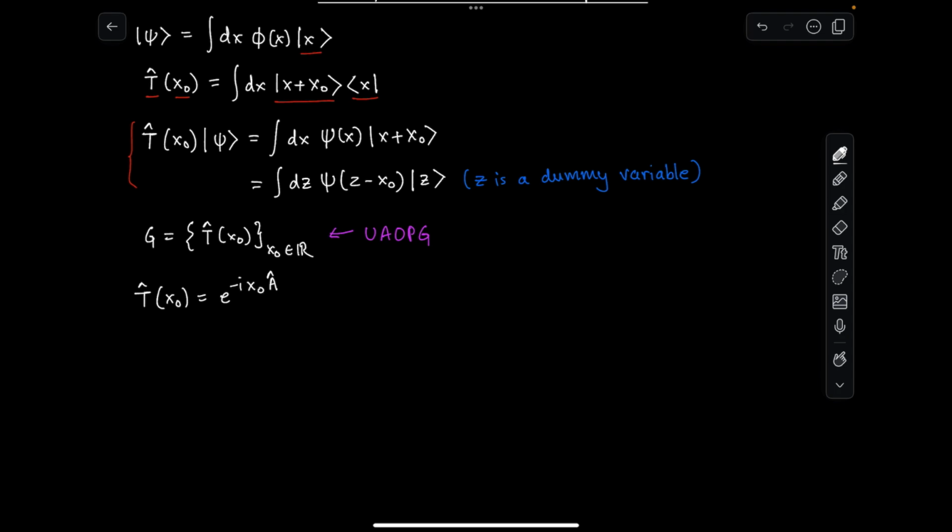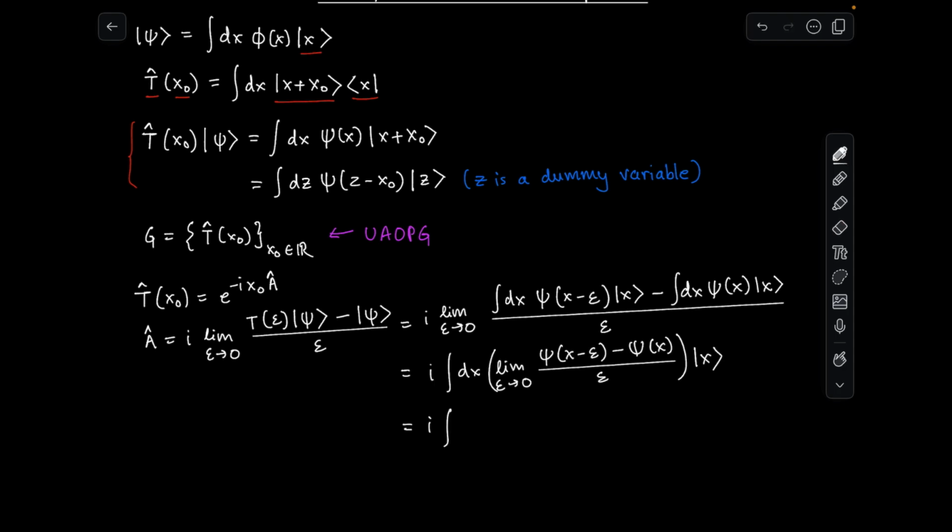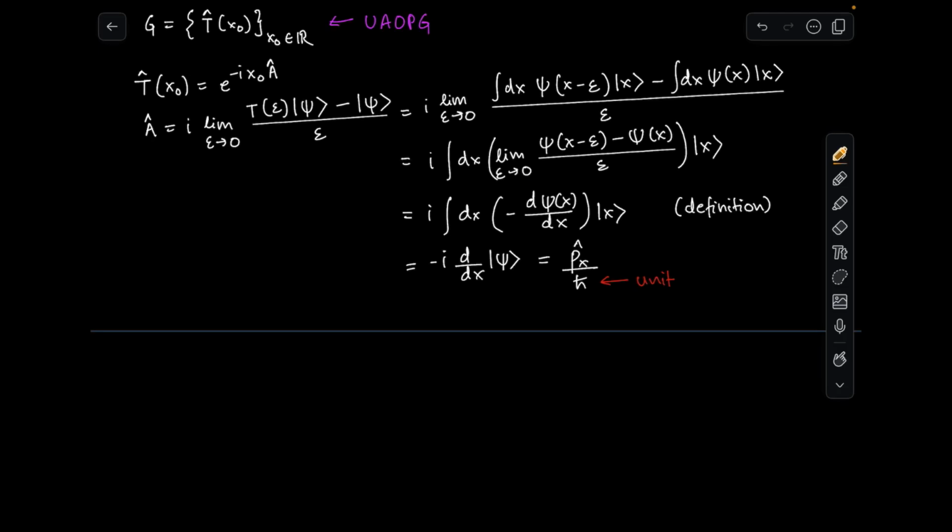So in the generator, therefore, we see that the momentum operator is a generator for the spatial translations operator. And that's similar to the result we got in classical mechanics. So indeed, in general, momentum can be defined as a generator of spatial translations.